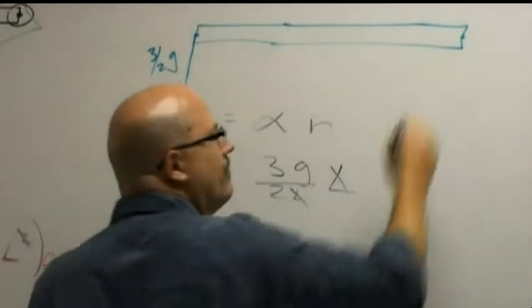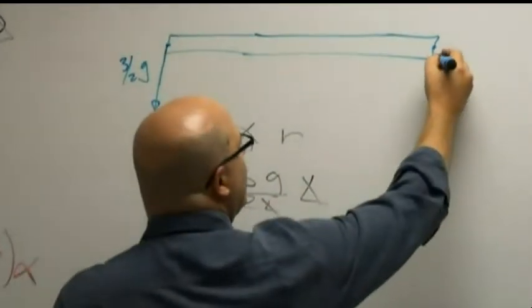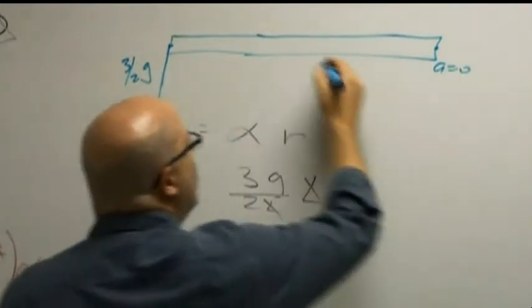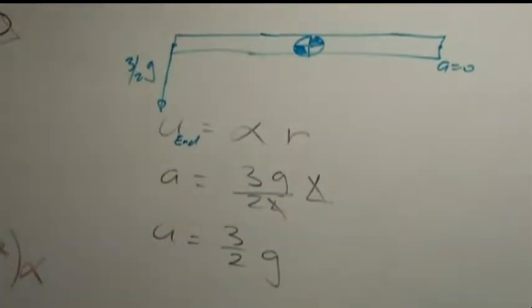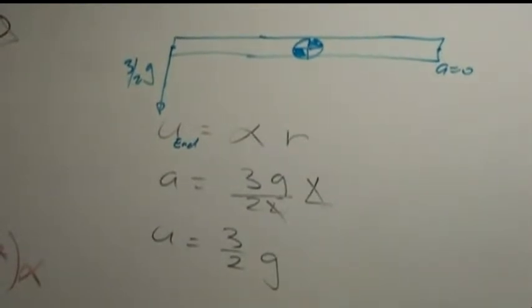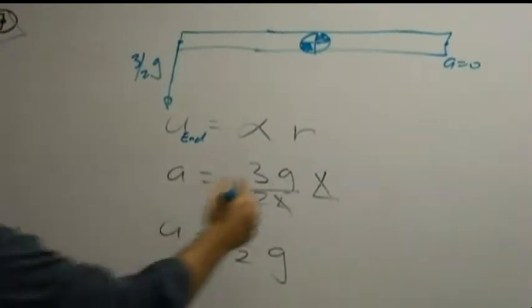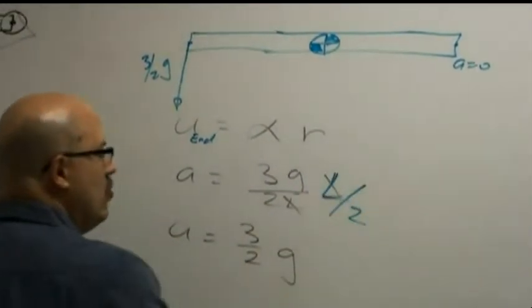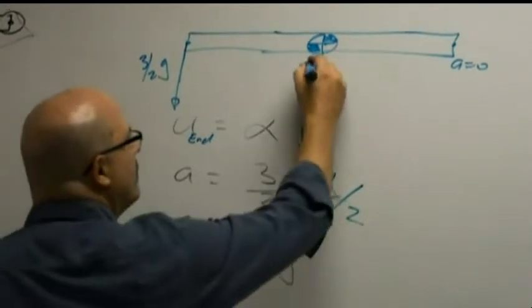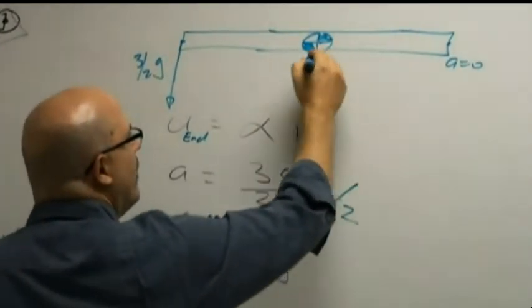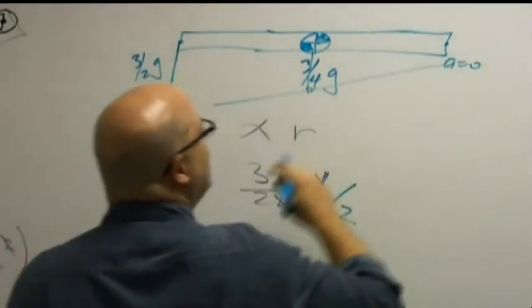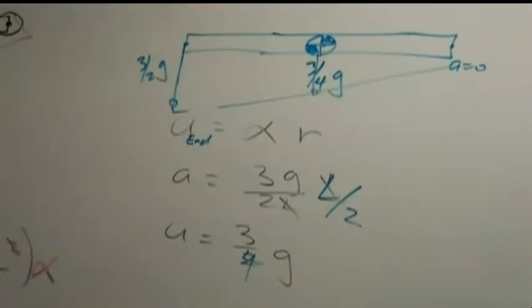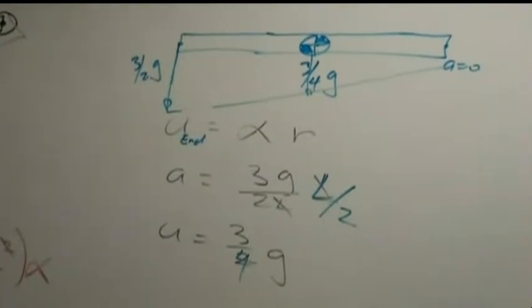What's the acceleration here? Zero. We have no acceleration here. What's the acceleration of the center of mass? It's going to be half of 3/2, which is 3/4, because this radius now is L over 2. So it's going to look like that, and notice it has a linear relationship from 3/2 g down to 0.